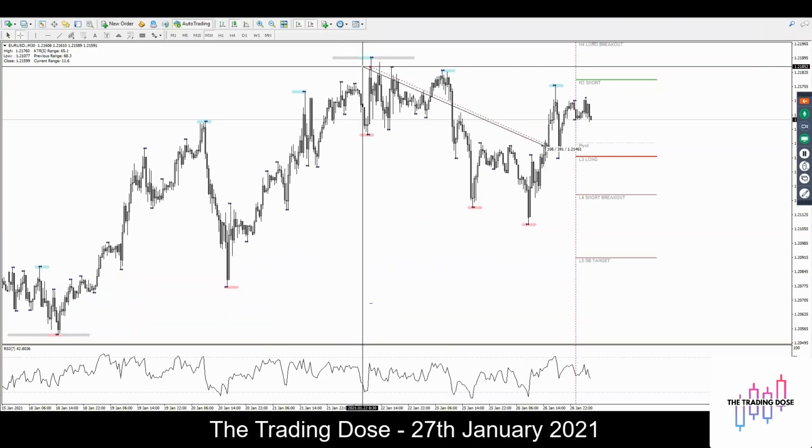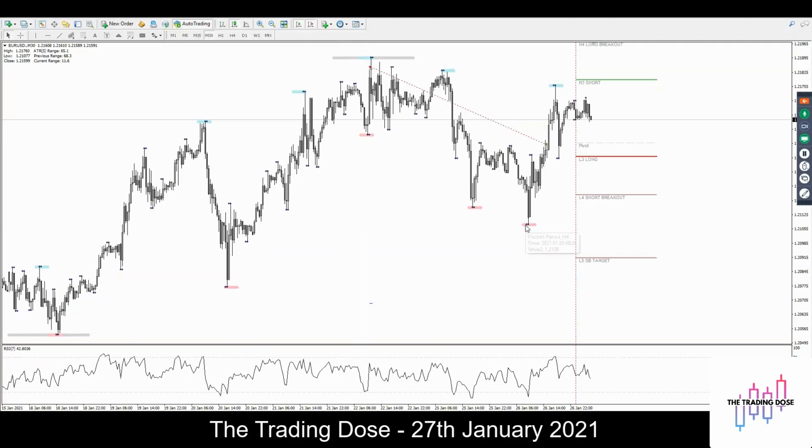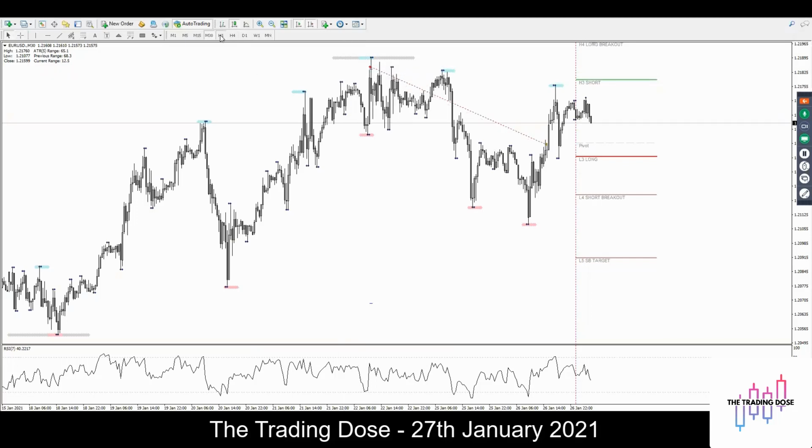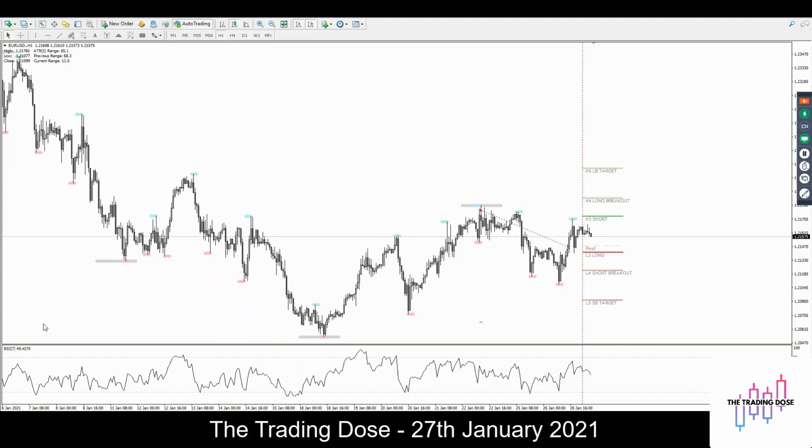Yesterday I managed to get out here because we were very, very close to our take profit, and then I decided to manage my trade accordingly to protect some capital and of course the profits here as well. I think this is about close to 40 pips. So we are out on this trade.